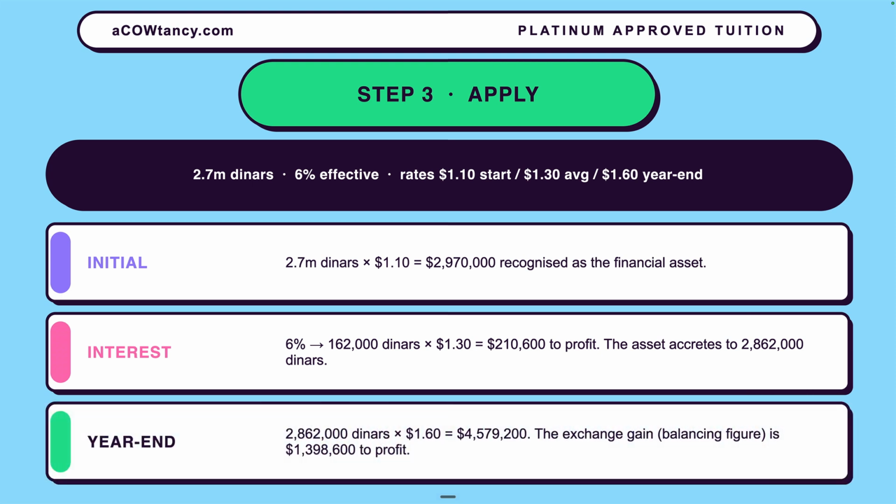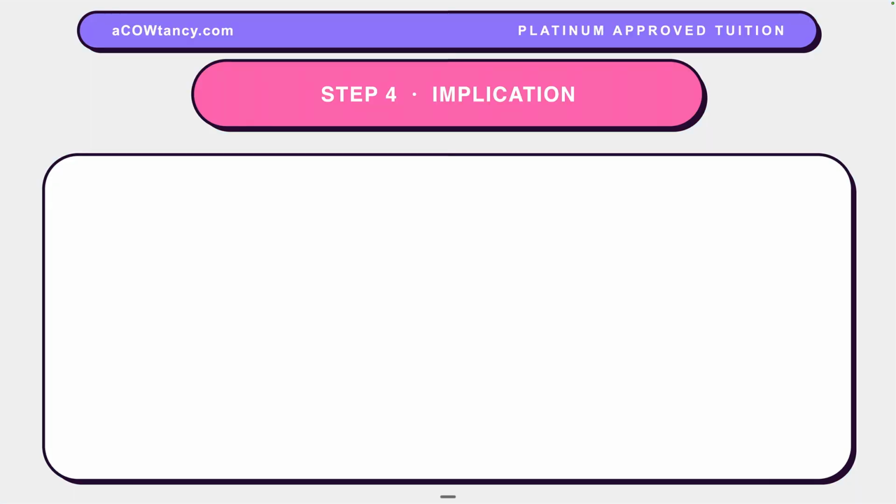Then at the year end, you take that 2,862,000 dinars and you retranslate it because it's a monetary asset. So now we're retranslating it to 4,579,200, and the difference, the balancing figure, the gain that we've made, goes to profit. Simple as that. I'm not here to teach you the numbers. I'm here to give you a technique to getting through. So identify, then apply, then explain, then apply. And then step 4, well, what's the implication?